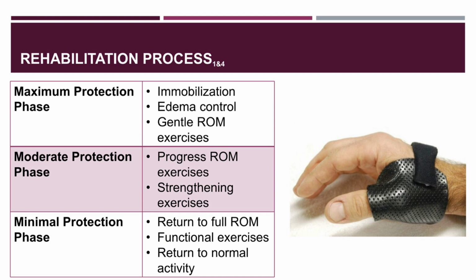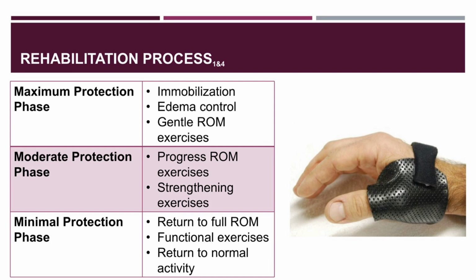And then in the moderate protection phase, this focuses more on gradually reintroducing more range of motion to the thumb. And this is just to ensure that exercises are performed within a pain-free range. And then we also introduce certain strengthening exercises which will target the thumb muscles to begin during this phase to restore function.